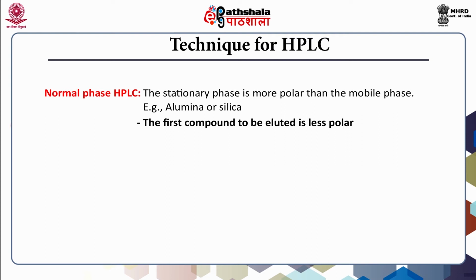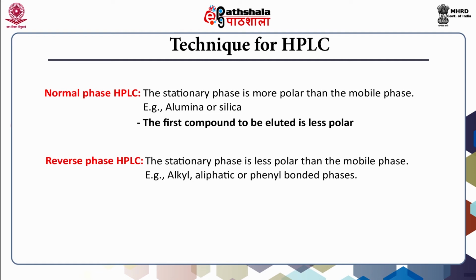That is why the first compound to be eluted in normal phase HPLC is less polar, or more non-polar. Another technique of HPLC is reverse phase HPLC. Reverse phase HPLC means the stationary phase is less polar than the mobile phase. When it is less polar than the mobile phase, the non-polar compounds are attached to the reverse phase. So, non-polar compounds are attached to the stationary phase. That is why the more polar compounds will be eluted first in case of reverse phase HPLC.